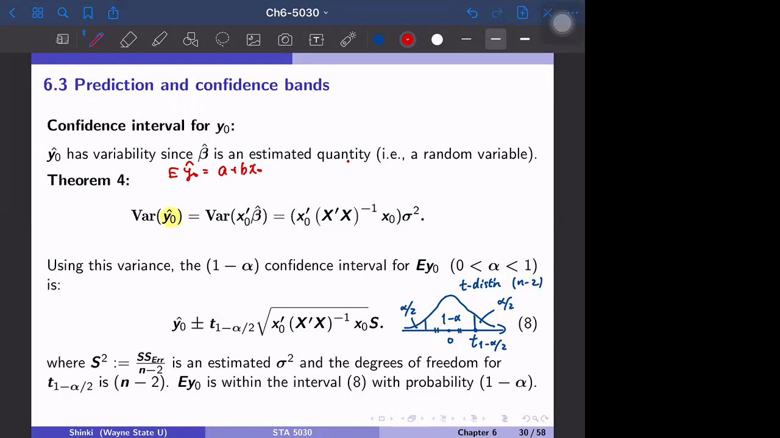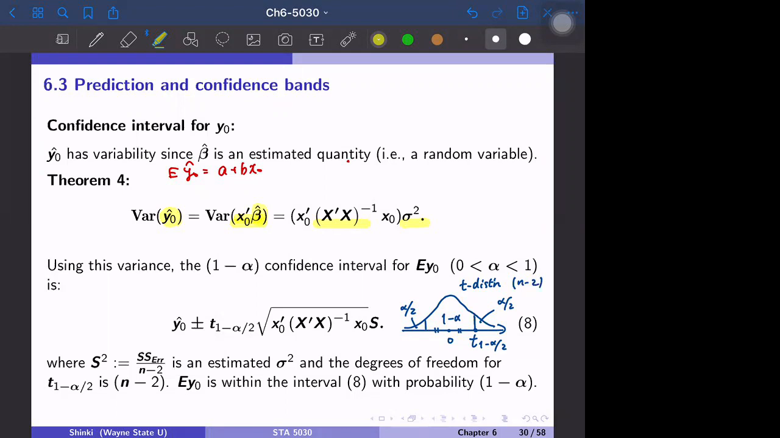So the important thing is the variance. What is the variance of y0 hat? And y0 hat is equal to x0 transposed times beta hat by definition. So we defined y0 hat as the best estimate when x0 is given. And we know the variance of beta hat. We have derived the formula in theorem 2 of the same chapter. So that was x transpose x inverse times sigma square.